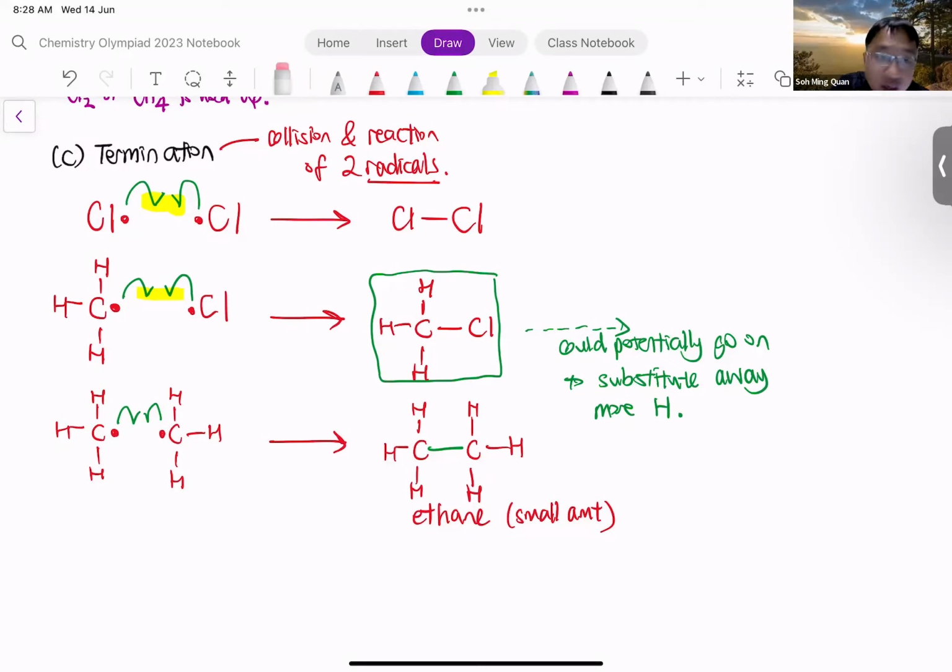Now, you notice the only radicals we have are the chlorine and the methyl radical. We do not have any free hydrogen radicals. There's no hydrogen radical. There's no H dot. You never have any H dot in the free radical substitution mechanism. Now, this is the mechanism called free radical substitution, which applies to alkanes reacting with chlorine gas in ultraviolet light.